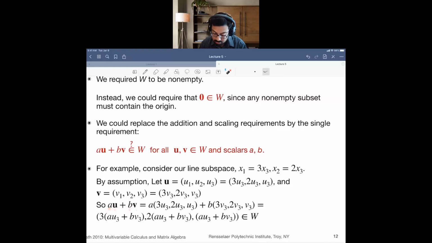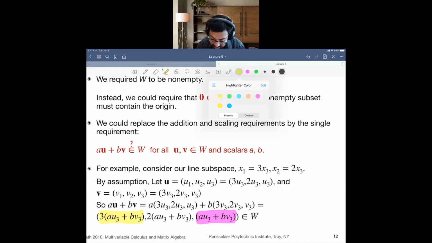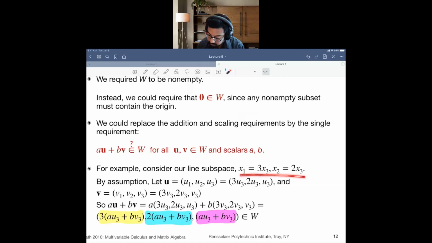Now if I do this check that combines both addition and scaling, a times u plus b times v is going to give us, for the first component, 3a u3 plus 3b v3. All of this can be written like that, and similarly for the second and the last component. If I check now, this is my last value, and the first value is 3 times that last value, and the second value is 2 times that last value, which satisfies this criteria, which means that it belongs to the subspace.